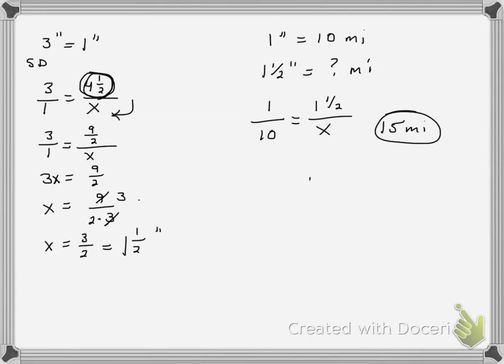I won't write that one in there. 10 times 1.5 would be 1.5 times 10, so you'd pull that over, and x equals 15.